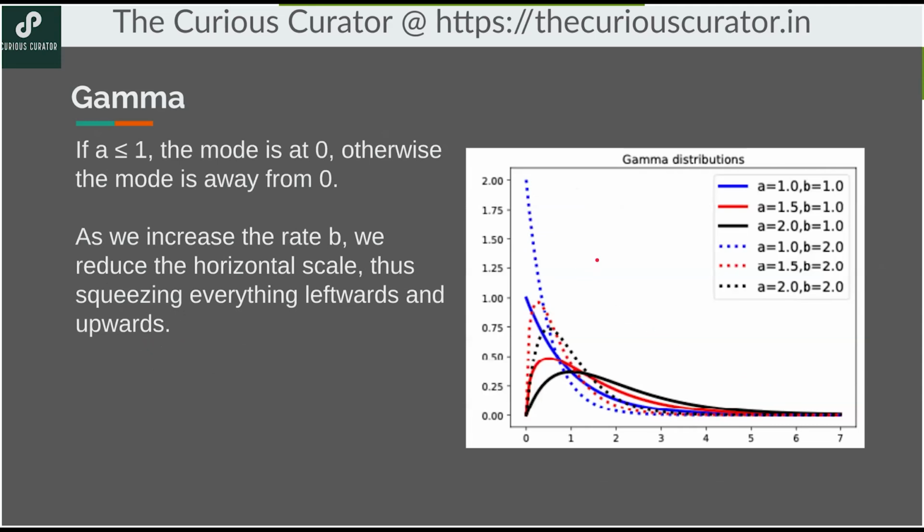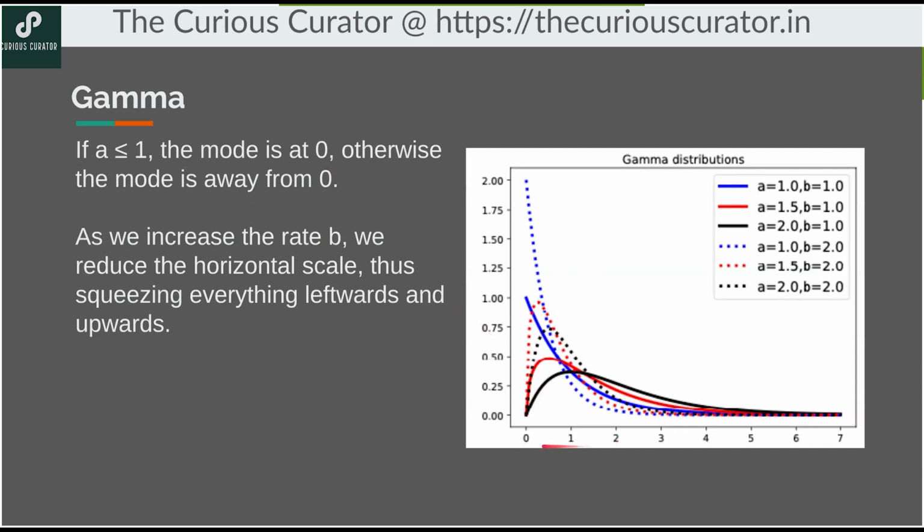A bit more about the behavior of these parameters, because there's no easy visual way to look at it. Even I forget how these parameters behave. It's not easy to remember for a long time. But this is how it behaves. If a is less than or equal to 1, then the mode is at 0. Otherwise, the mode is away from 0.